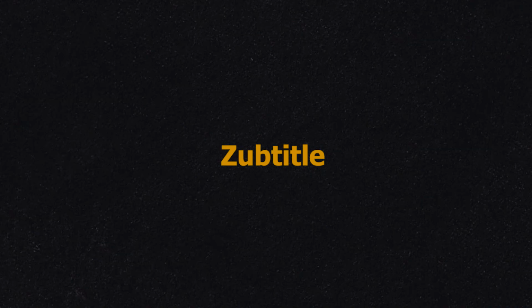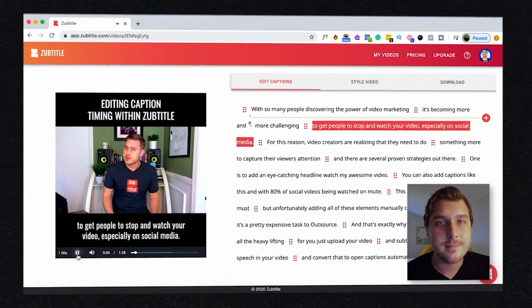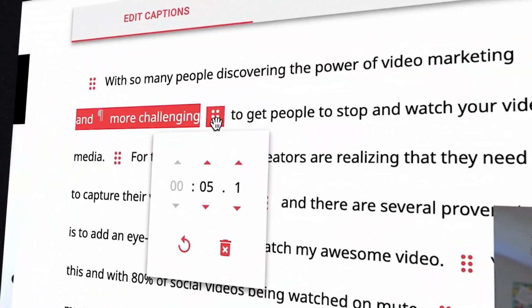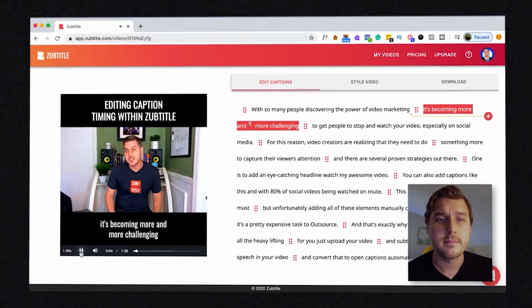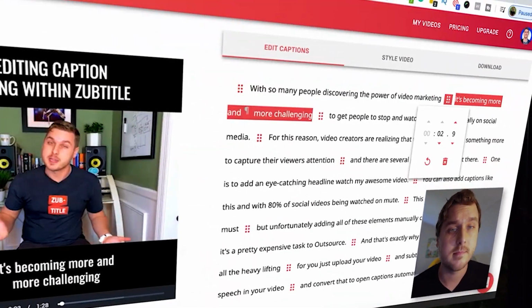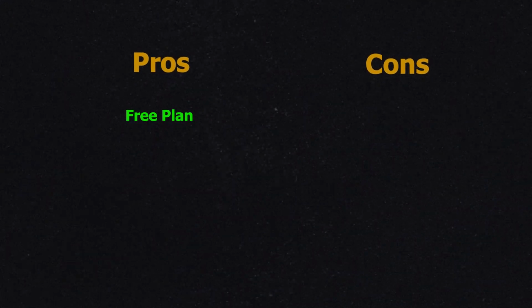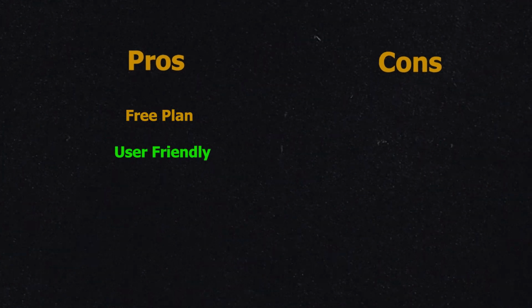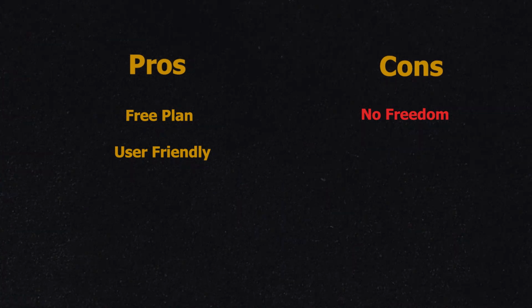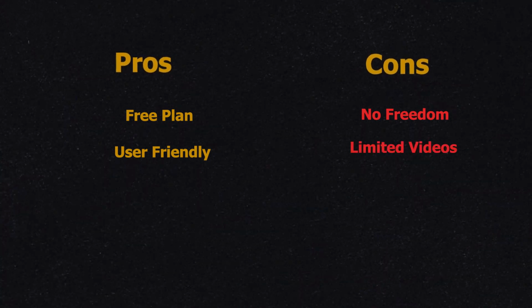Zubtitle. Zubtitle is a platform that specializes in creating captions and subtitles for videos. It offers an intuitive interface where you can upload your videos and generate captions automatically. Pricing for Zubtitle starts at $15 a month, with various plans available for different usage needs. Zubtitle provides a free plan with limited features, with a maximum of 2 videos per month. It's quite user-friendly, so it's easy to understand even for beginners. However, there is a lack of personalization tools. And you don't have unlimited videos even with the agency plan.